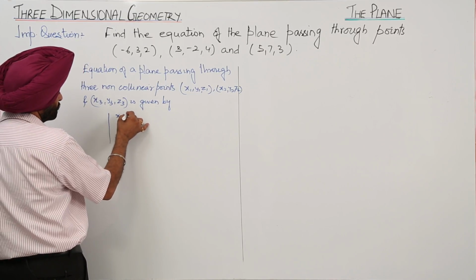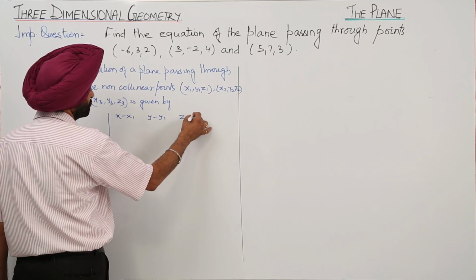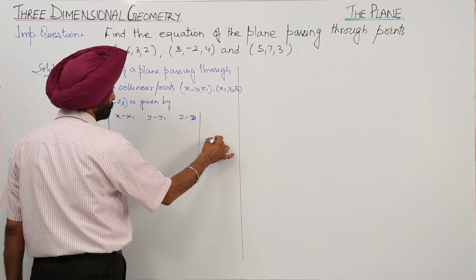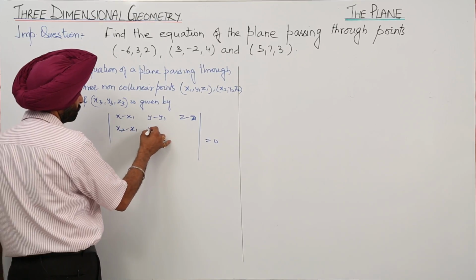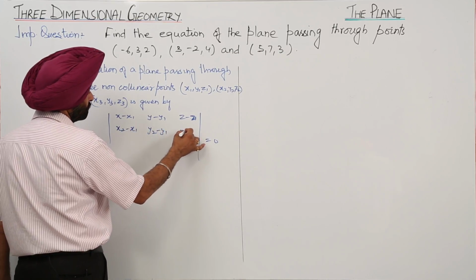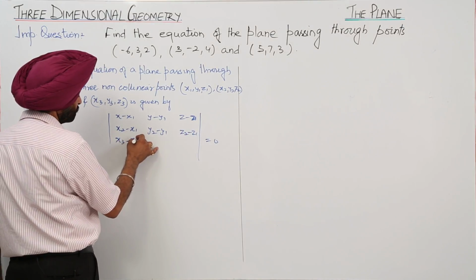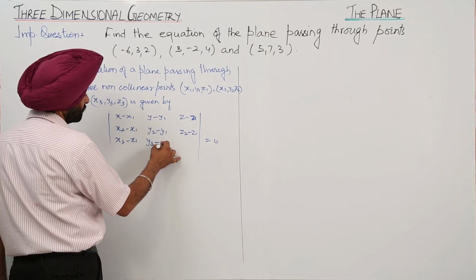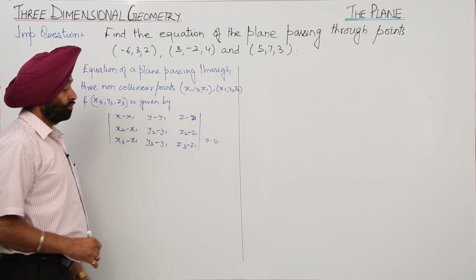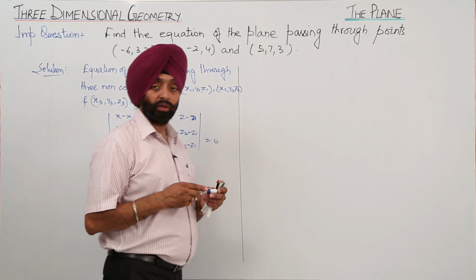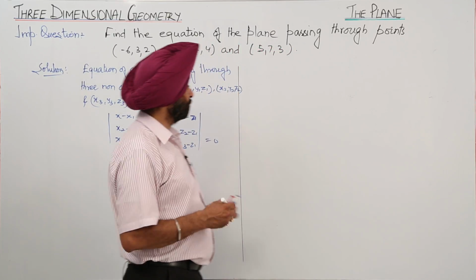x minus x1, y minus y1 and z minus z1. Then x2 minus x1, y2 minus y1, z2 minus z1, x3 minus x1, y3 minus y1 and z3 minus z1. Now, when we solve this determinant, we get the equation of the plane. Now, let us solve this problem.